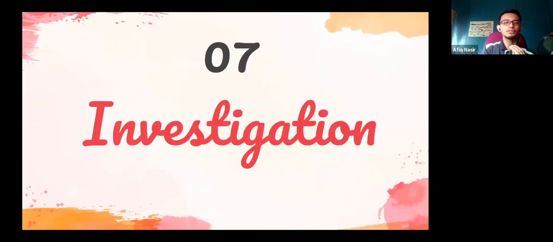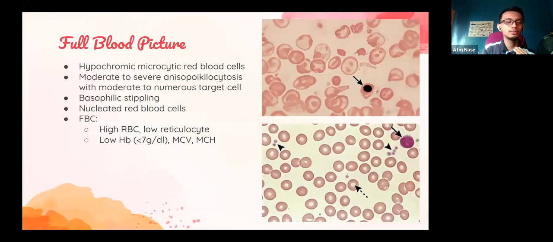Next is the investigation for thalassemia. In the full blood picture, the patient will present with hypochromic microcytic red blood cells, which show moderate to severe anisopoikilocytosis, and there will be nucleated red blood cells as shown here in the slide. In the full blood count, there will be a high amount of red blood cells with low reticulocytes, and hemoglobin, MCV, and MCH will be low.